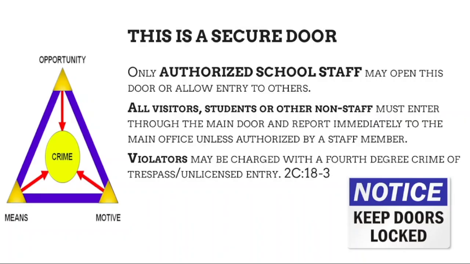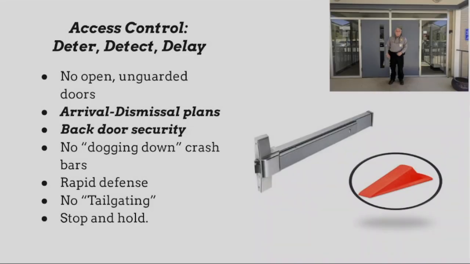All district perimeter doors are secure doors, posted with a notice to keep all doors locked at all times. And if a door is open, it must be continuously supervised with a staff member. Every school has a visitor management protocol. Any door used for dismissal or arrival must be secured by a staff member. If you see someone walking in your building without a visitor badge or a visitor sticker, greet the person. Explain all visitors need to be identified with a sticker and walk them to the main office.